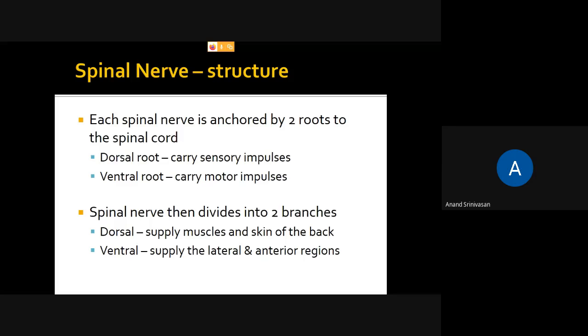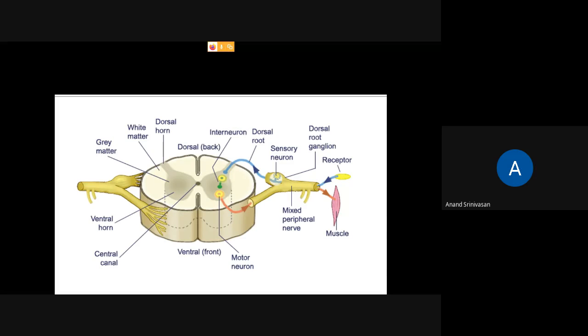Any doubts in the spinal nerves? So dorsal nerve root, ventral nerve root. Dorsal ramus, ventral ramus. Both are different things. You need to know where they are present and what their function is. Sometimes a picture may be given and they may ask what the structures are. So what is this?